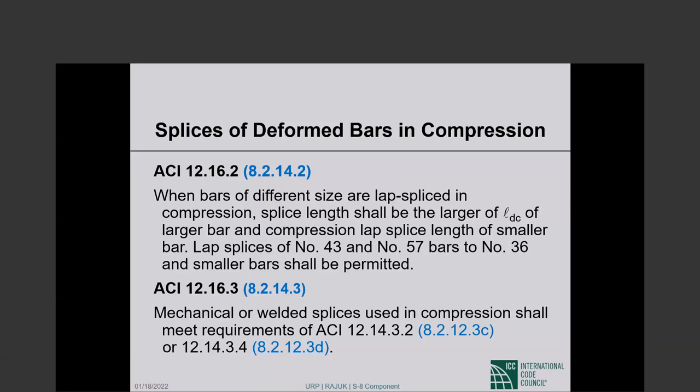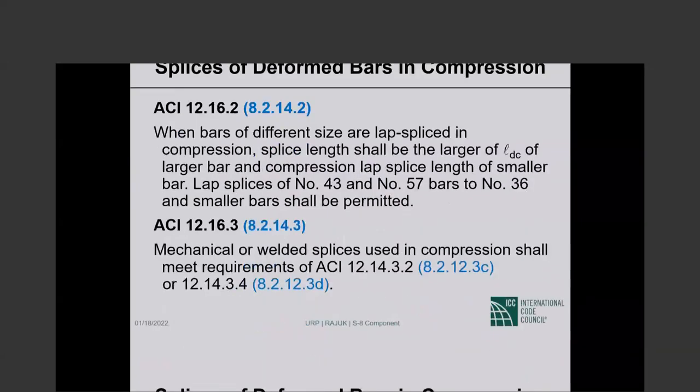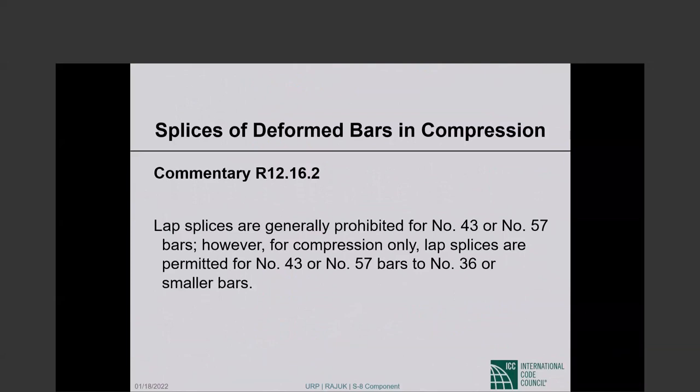Mechanical and welded splices used in compression shall meet requirements of section such and such. There are two different sections, the sections for full mechanical and full welded. So mechanical or welded splices used in compression shall be full mechanical splices or full welded splices. That less than full business does not apply.